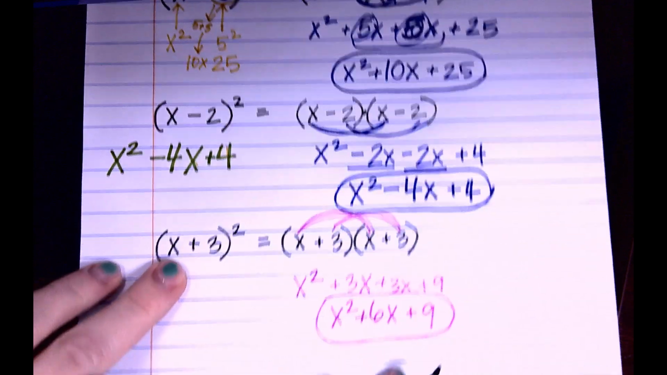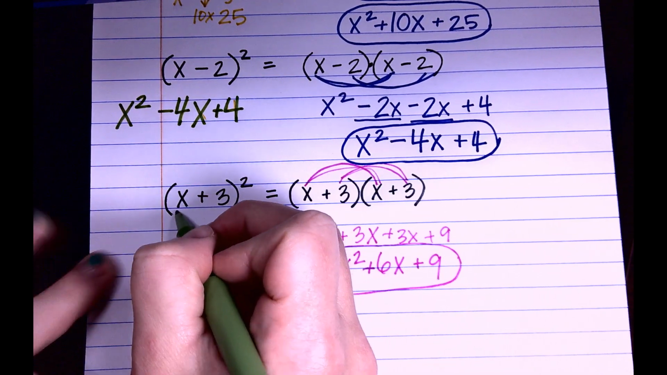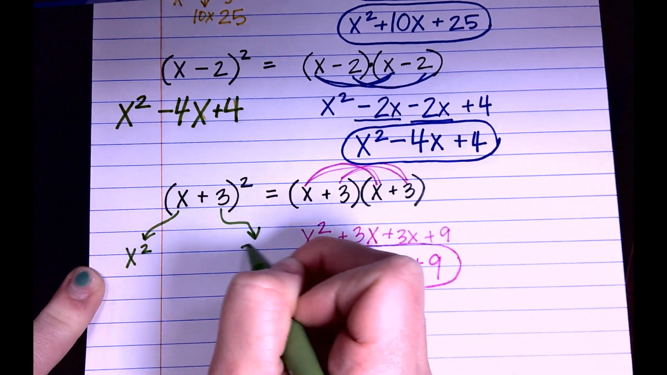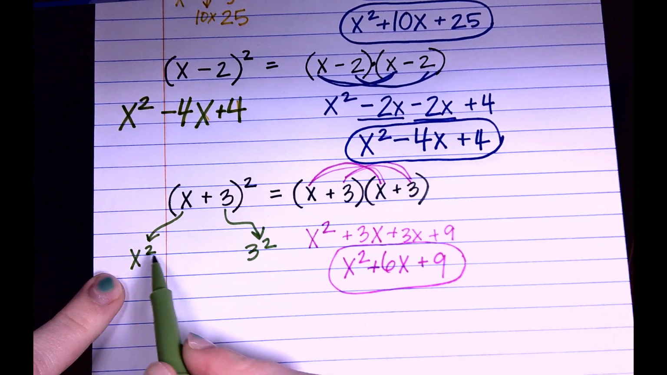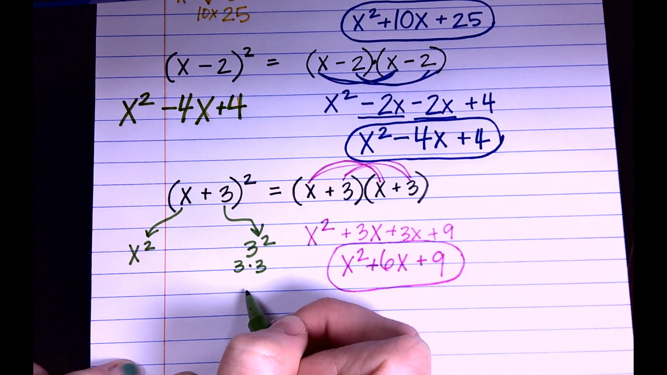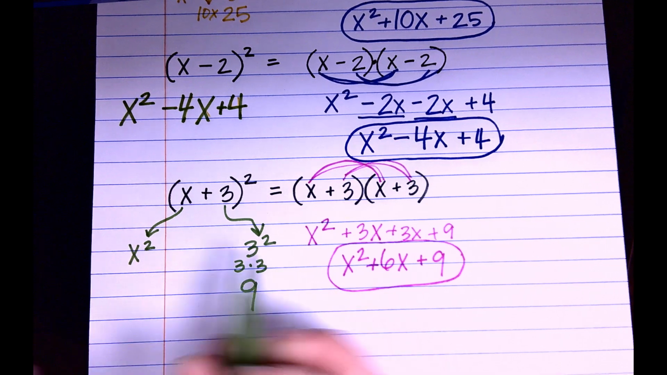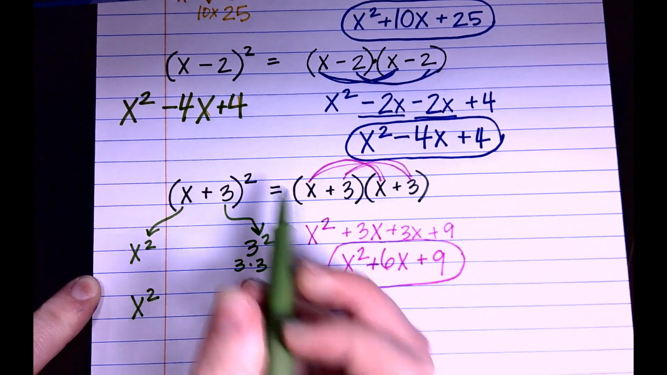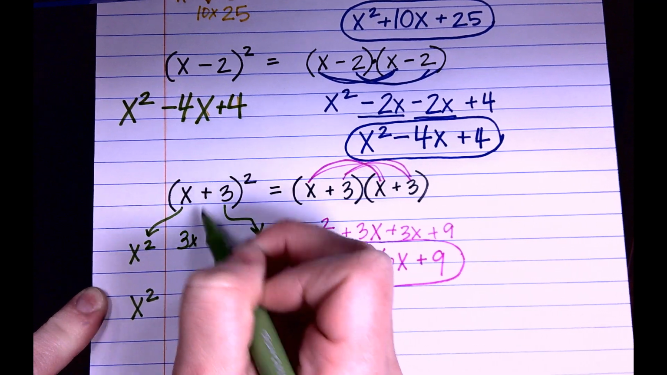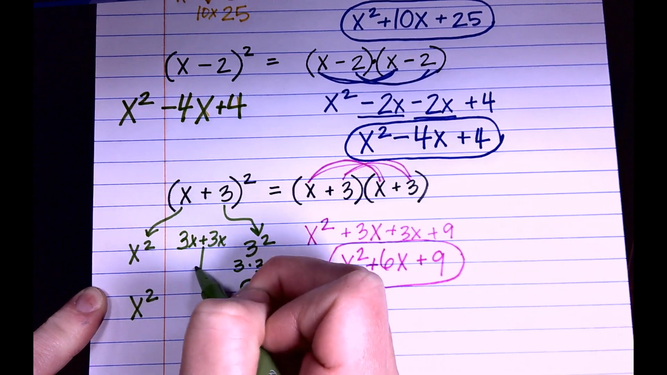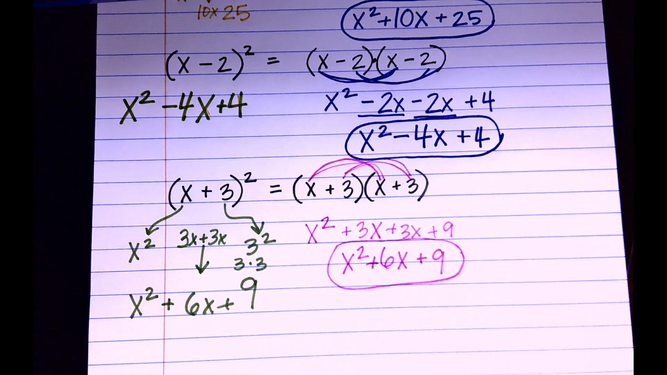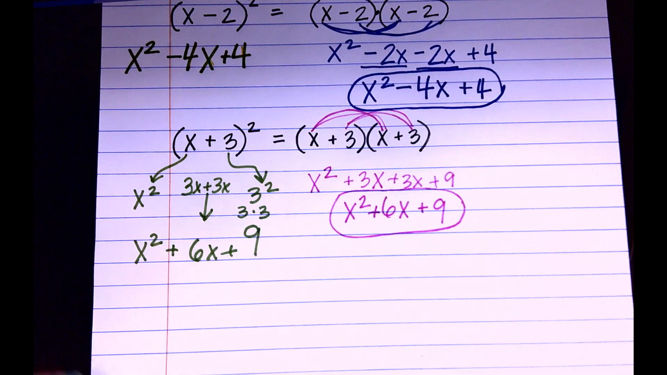So, let's look at this again. Okay, so I'm going to square my x. I'm going to square my 3. X squared. 3 squared. What is 3 squared? It's just 3 times 3. 9. X squared stays x squared. Now, I'm going to put these together. 3x plus 3x. 6x. Look at that. Quick trick.